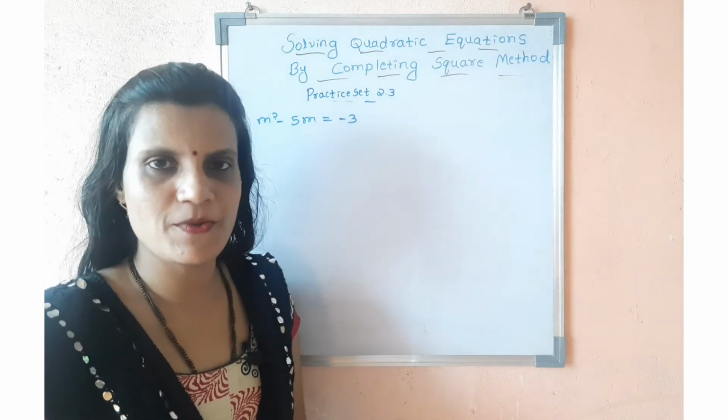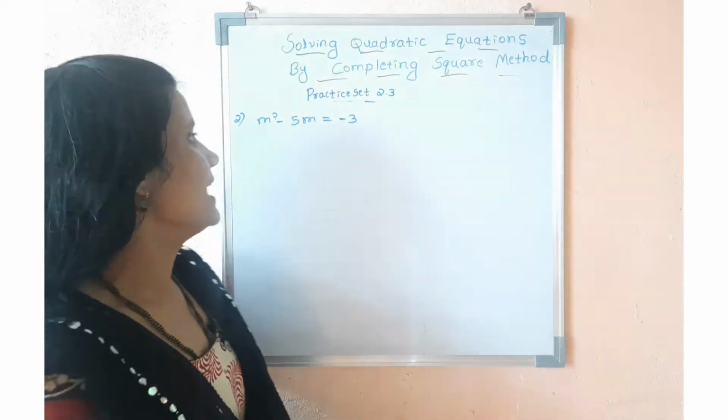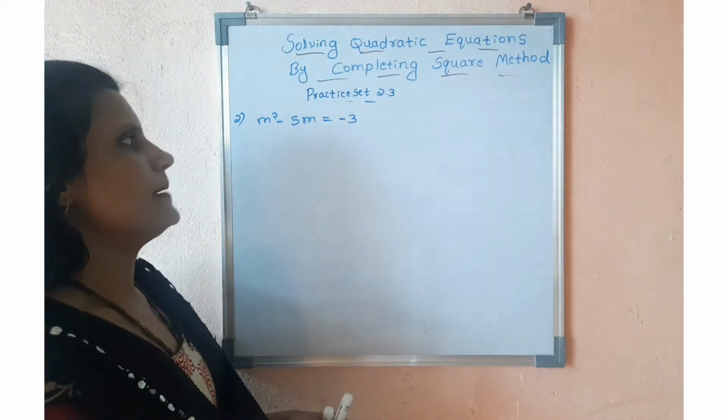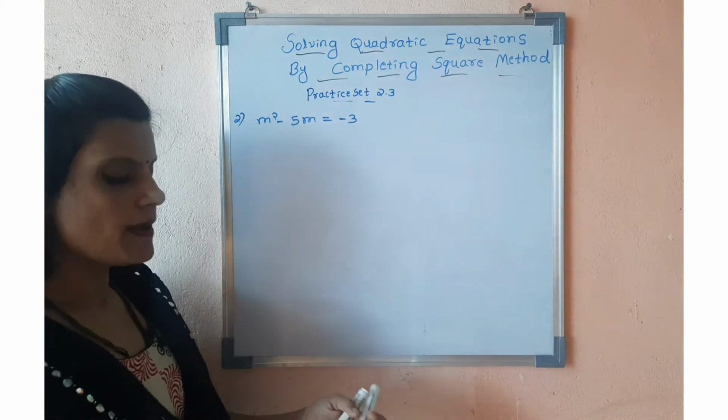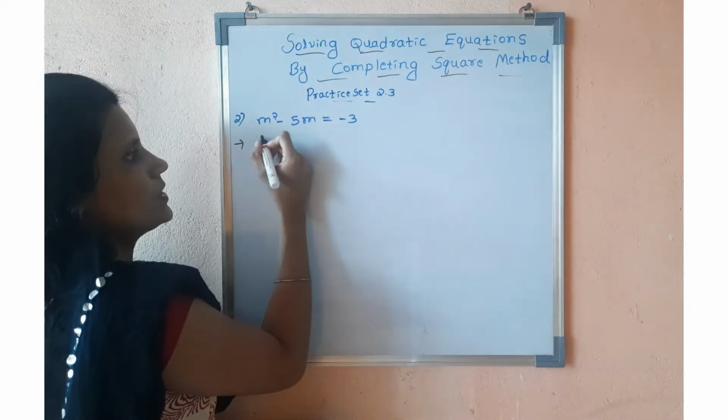One more sum from your textbook I have taken, which I felt is a different one, that is m square minus 5m is equal to minus 3. Let's solve. Solution.